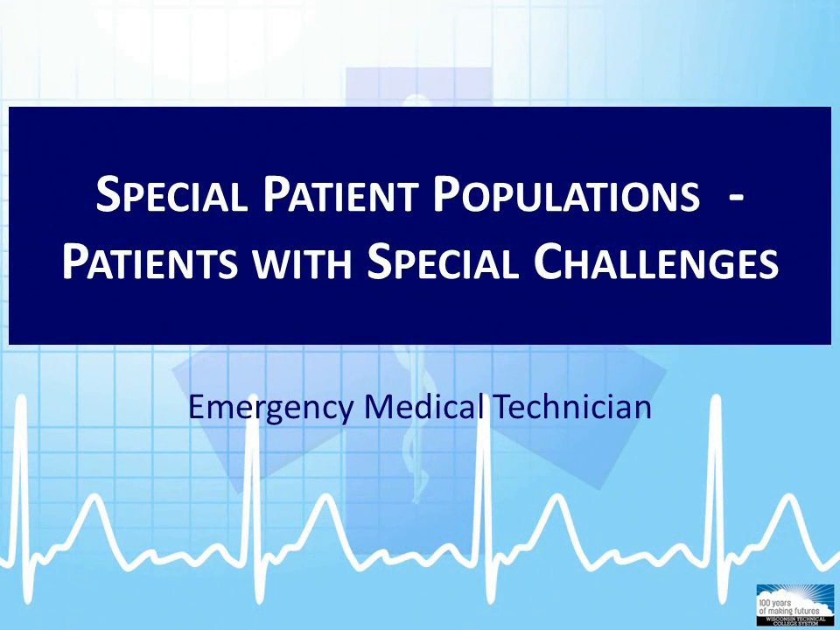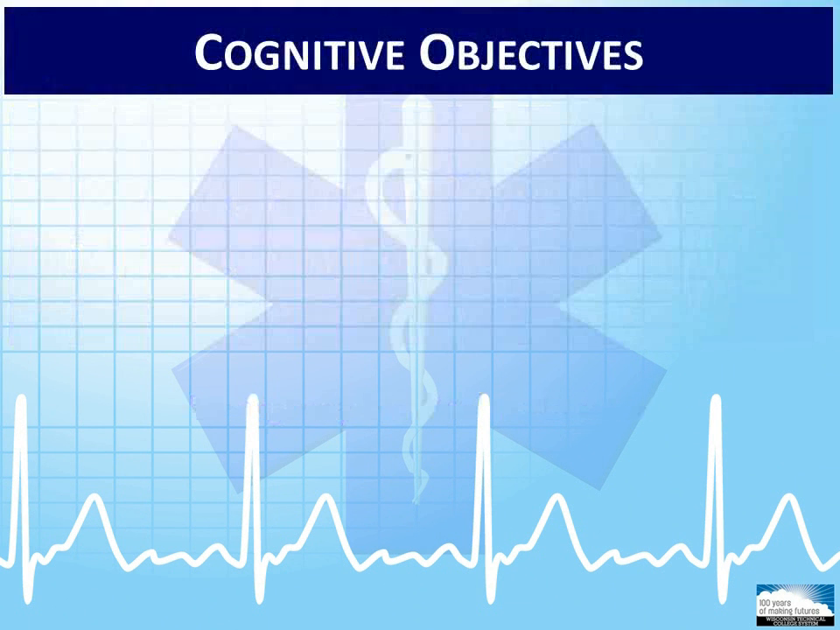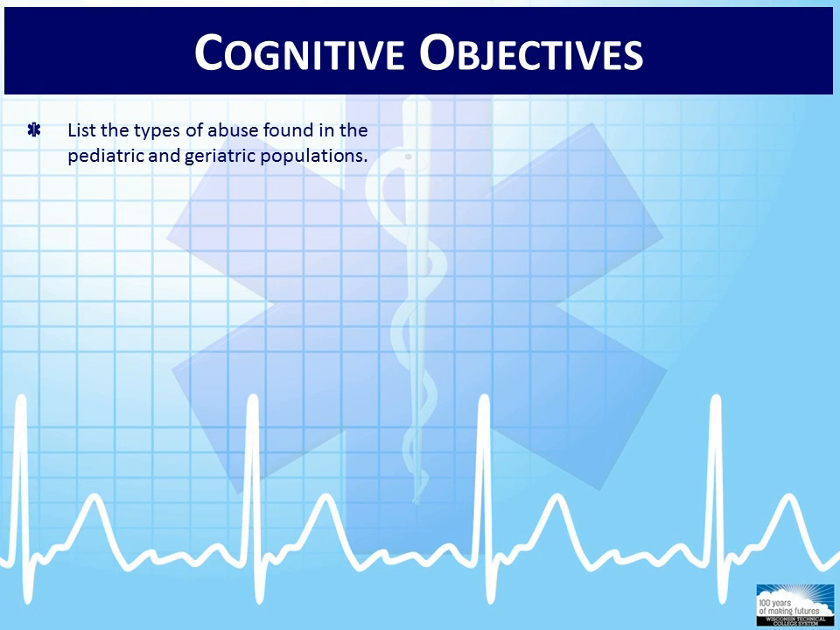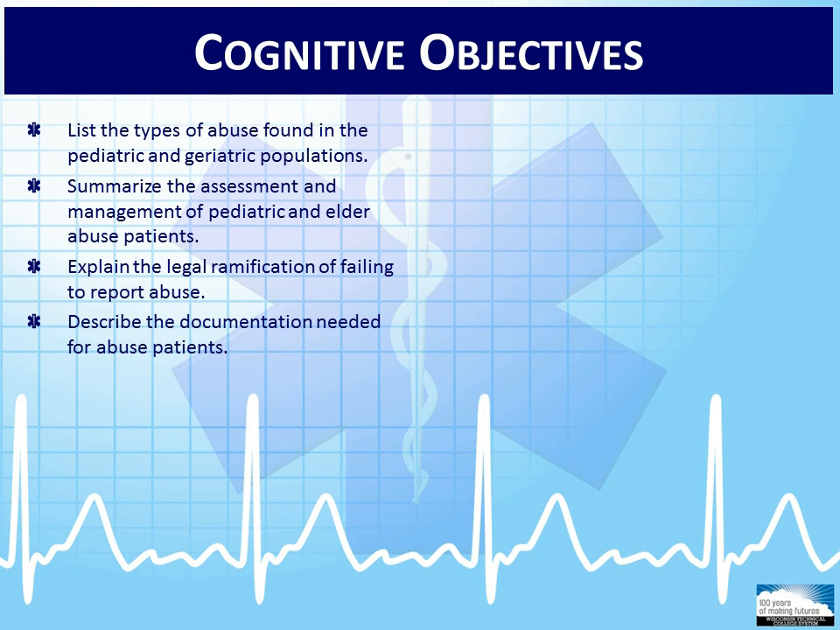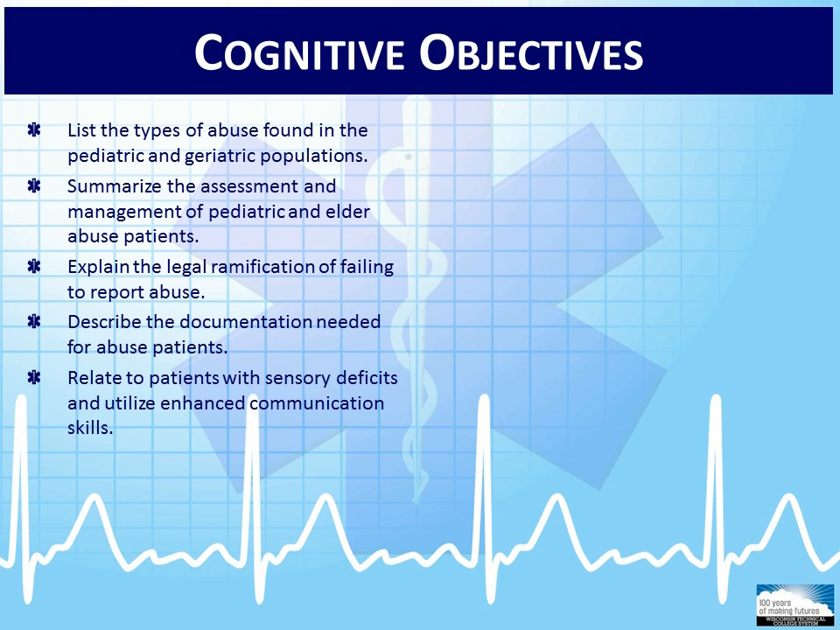Welcome to this module in which we will be discussing patients with special challenges. Upon completion of this module, you should be able to list the types of abuse found in the pediatric and geriatric populations, summarize the assessment and management of pediatric and elder abuse patients, explain the legal ramifications of failing to report abuse, describe the documentation needed for abuse patients, relate to patients with sensory defects, and utilize enhanced communication skills.